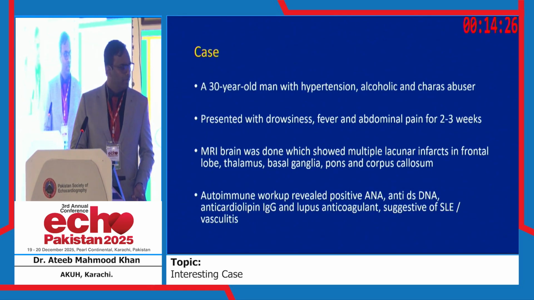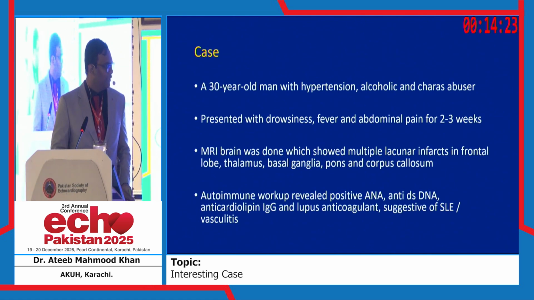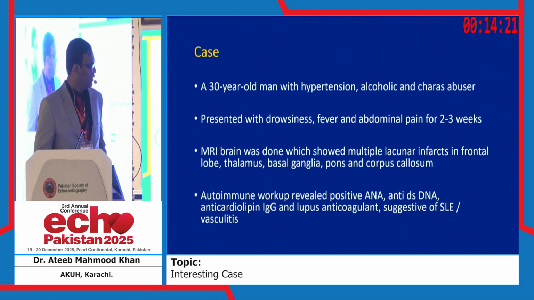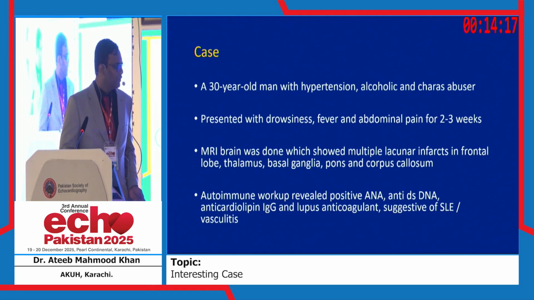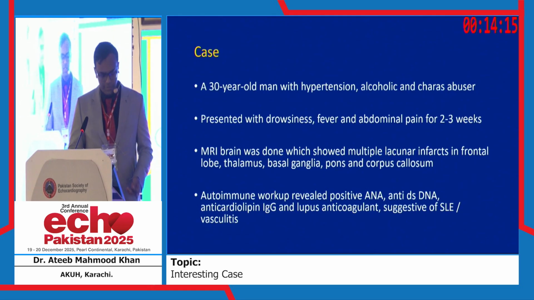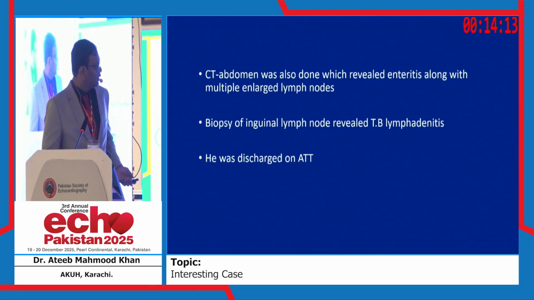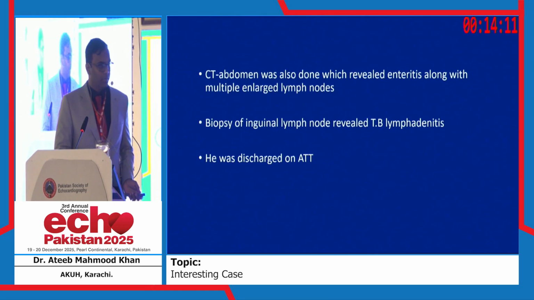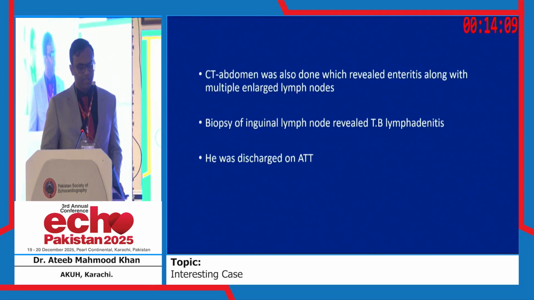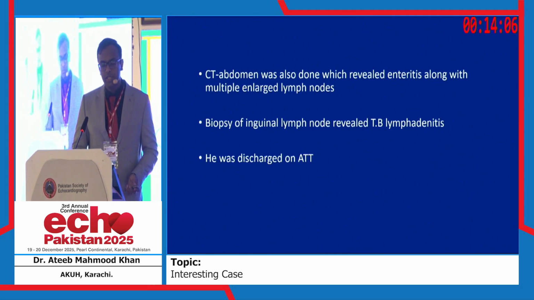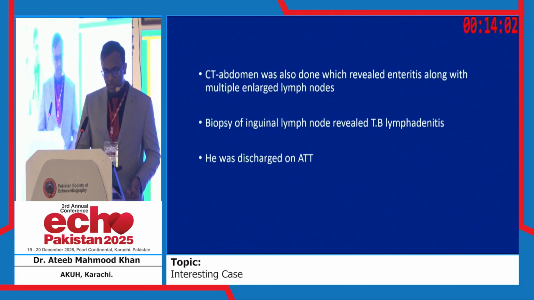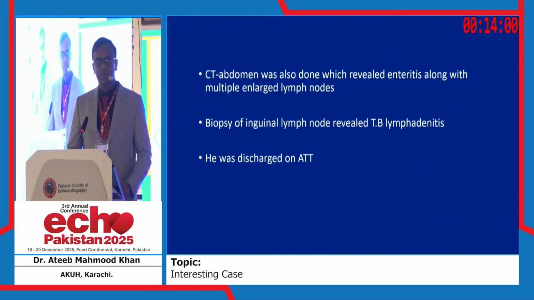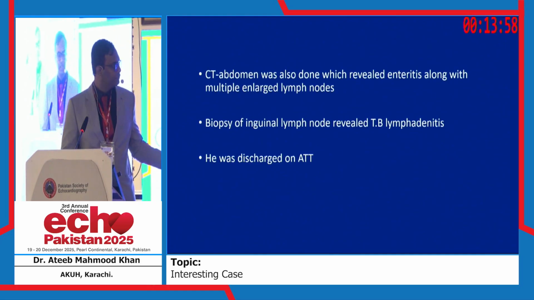callosum. After which autoimmune workup was done, which revealed positive ANA, anti-dsDNA, anti-cardiolipin IgG, and lupus anticoagulant, which were suggestive of SLE/vasculitis. CT abdomen was done for abdominal pain, which revealed enteritis along with multiple enlarged lymph nodes. Then the biopsy of lymph node was done, which revealed TB lymphadenitis. He was discharged on ATT.